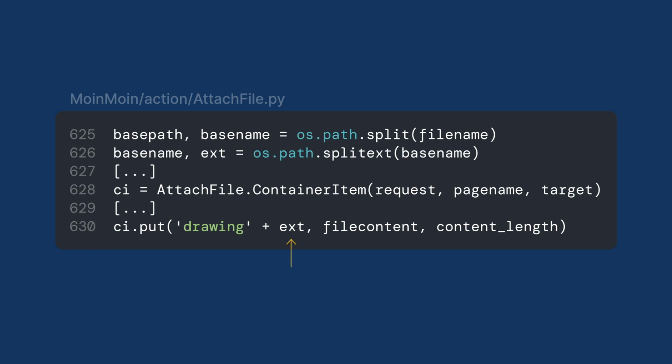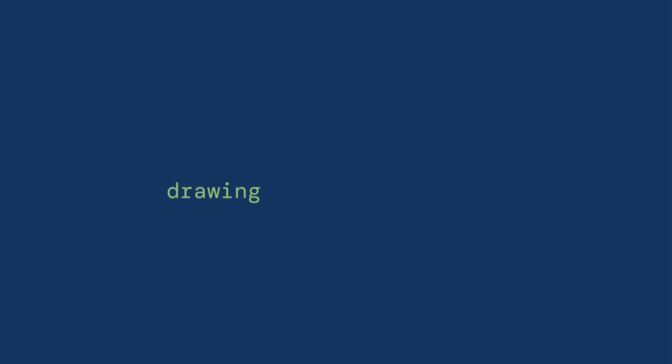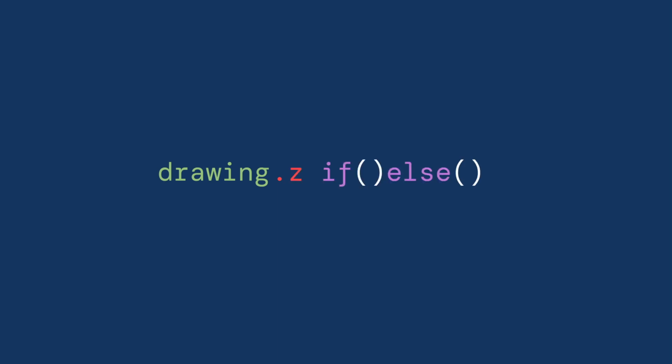To exploit this bug, we are injecting after the string "drawing." The dot comes from the fact that we are injecting in an extension. We need to get rid of this "drawing." To do that, we can use "z if else". This ensures the code doesn't get run thanks to the if-else, and z to take care of the dot.